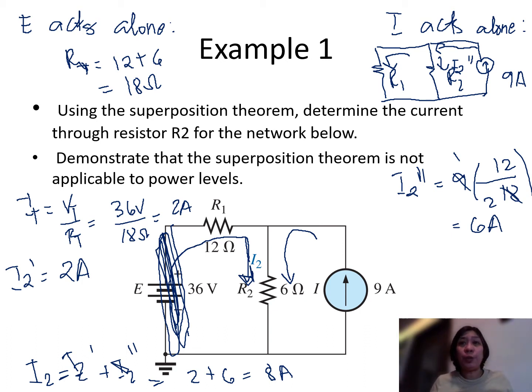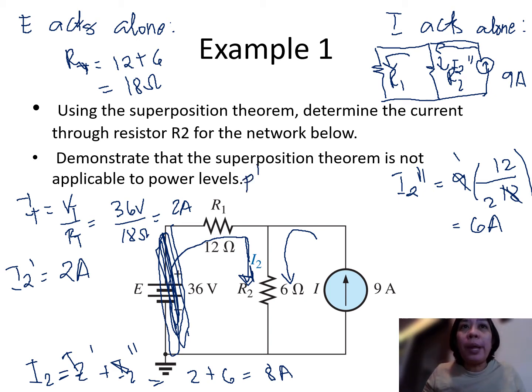Okay, so it also says here that we have to demonstrate that the superposition theorem is not applicable to power levels. So how do we analyze that one? For example, we are going to solve for power.